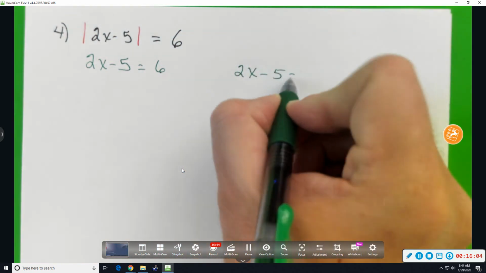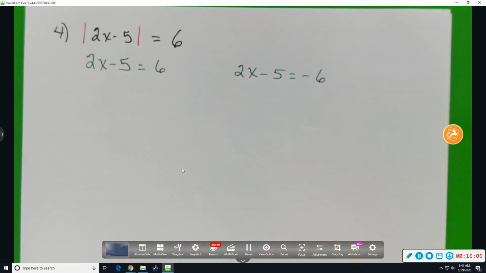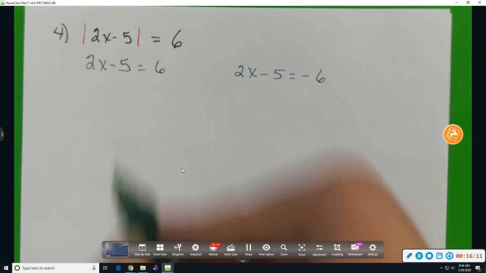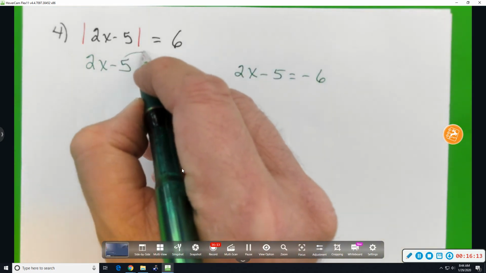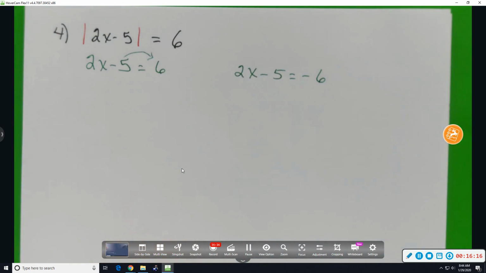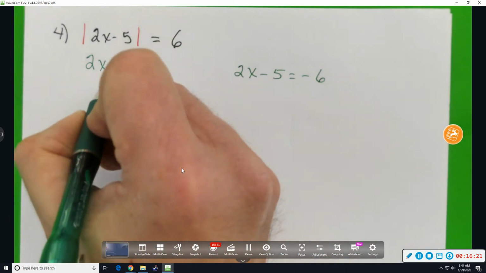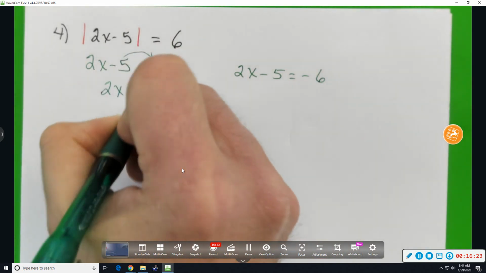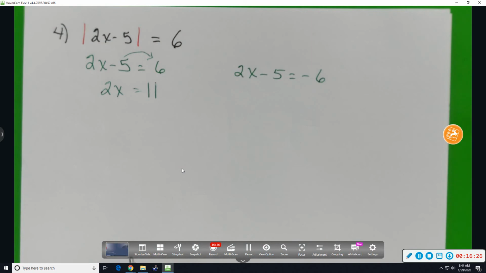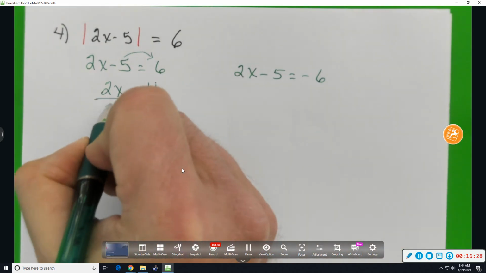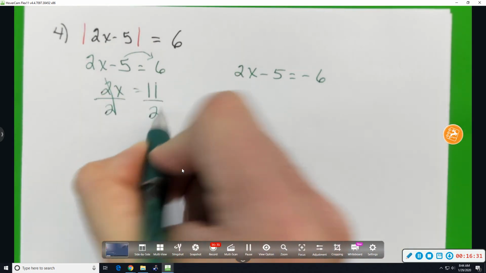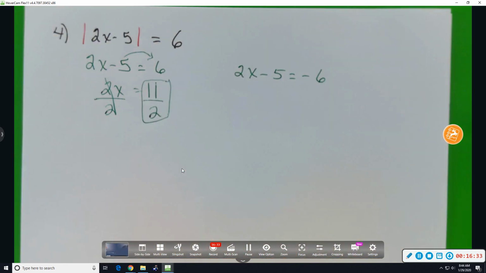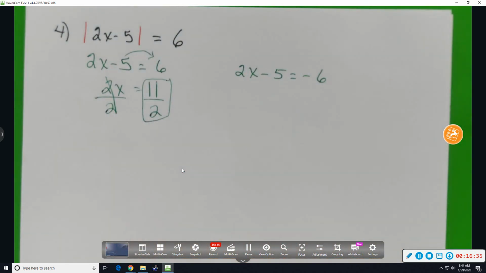Oh, I'm thinking we're going to wind up with a fraction on this one. Or maybe a couple of fractions. Let's see, how would I go about this one? I would add 5, move the 5 over. So we have 2x equals 11. And then divide by 2. So 11 over 2 is one answer. What about the other one?